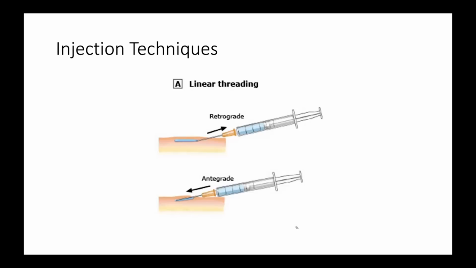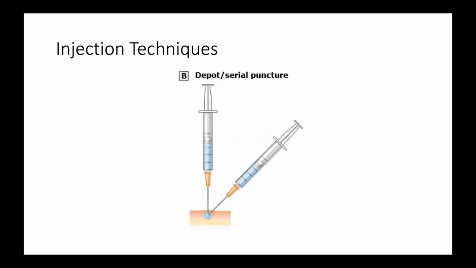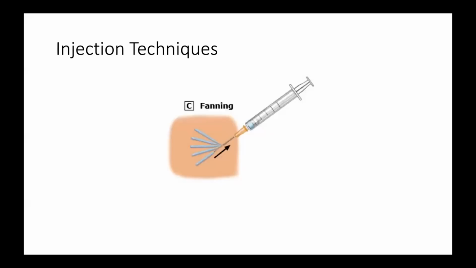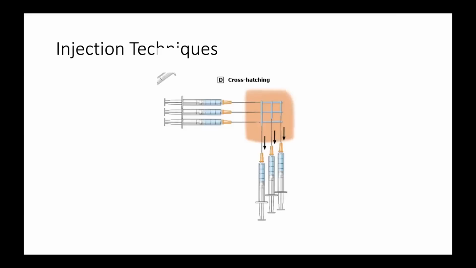There are a number of different ways, and I'm not even really going to go into it too much, that we can inject the filler. We can push it ahead of us. We can slide the needle back as we're injecting. We can inject down deep into tissue, right on top of the bone, to create volume. We can fan our injections, or we can cross-hatch them to get more diffuse augmentation of volume, as opposed to superficially, as opposed to a line of filler.